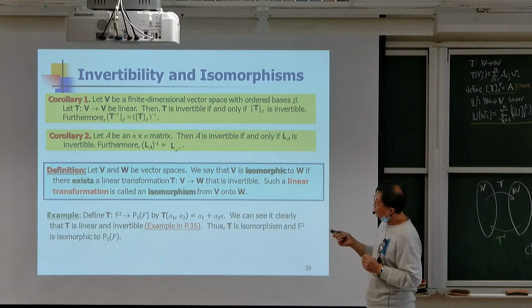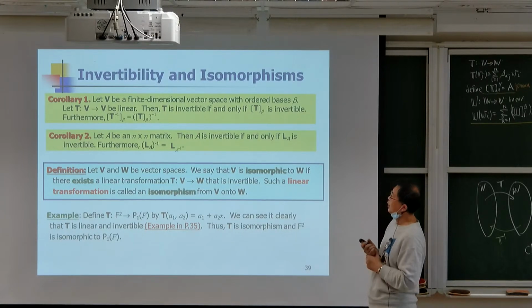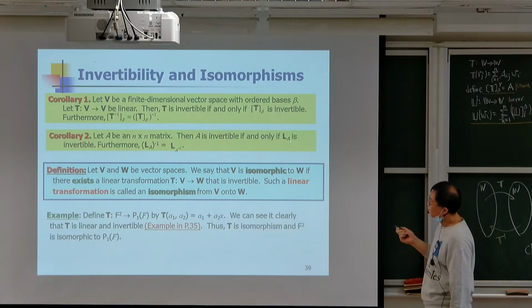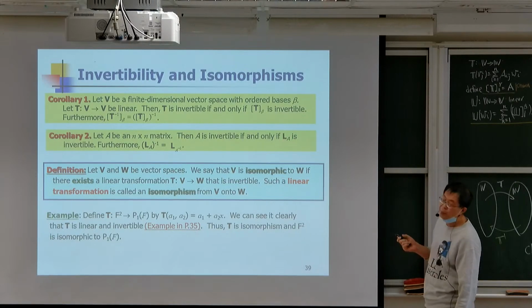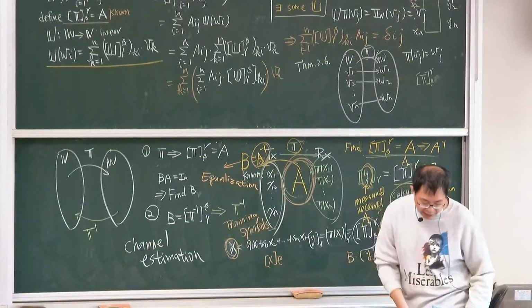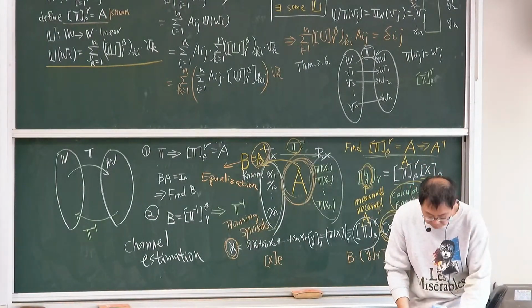Okay, and then the next one. We have learned what the left multiplication transformation is: L_A of x equals Ax, where A is an n by n matrix. So A is invertible if and only if the left multiplication transformation is invertible. This one is also easy, and we're not going to prove it.